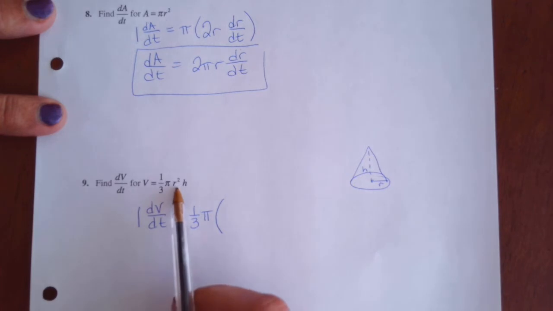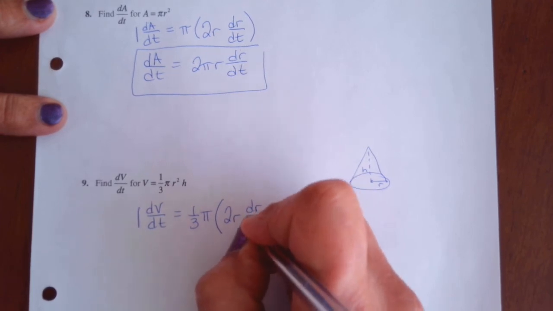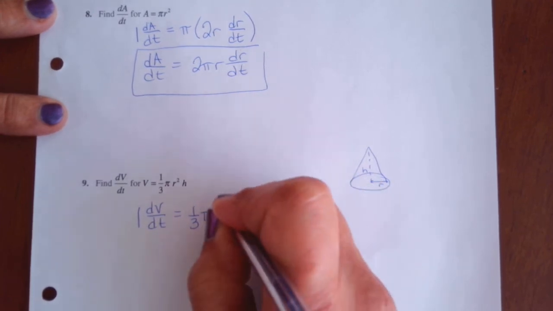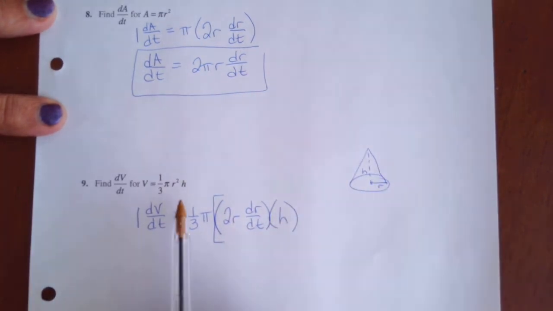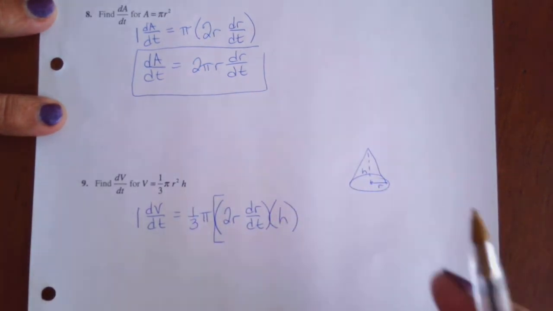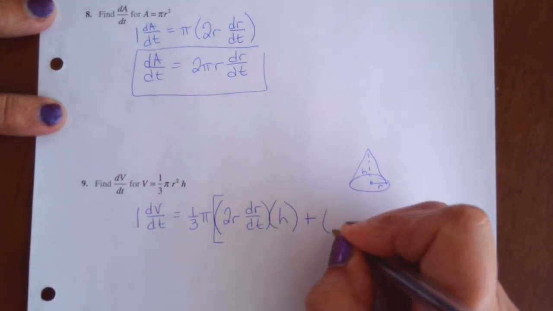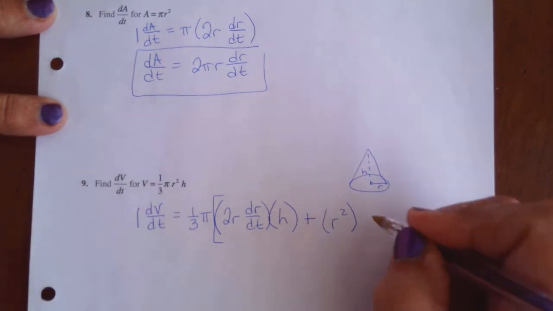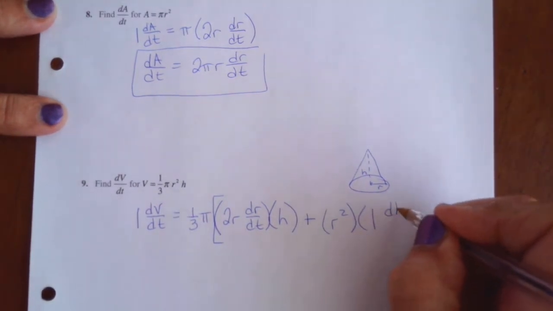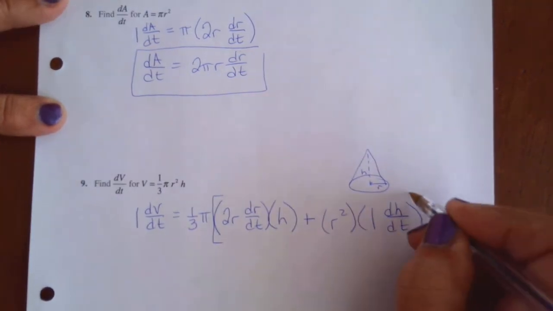So I'm going to start with the derivative of the first. So the derivative of r squared is 2r. Take the derivative of r with respect to t. Okay, that's the derivative of the first times the second, which is just h. That's the first half of the product rule. Now plus the first, r squared, times the derivative of the second. Well, the derivative of h is 1, and then you have the derivative of h with respect to t.